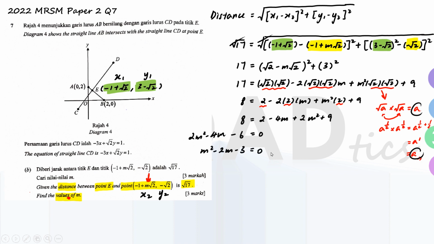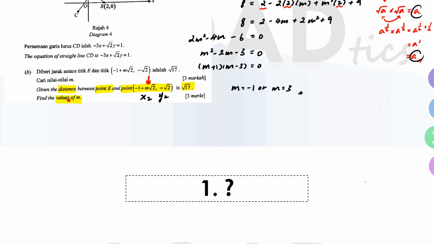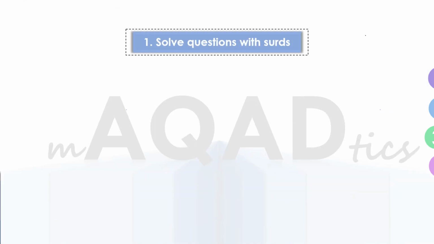And by further simplifying, we will get a quadratic equation. So we can use factorization to solve this equation. So the answers will be negative 1 and 3. And congratulations, we have completed today's question. So here's the aim of this video. We need to learn how to solve questions involving surds.